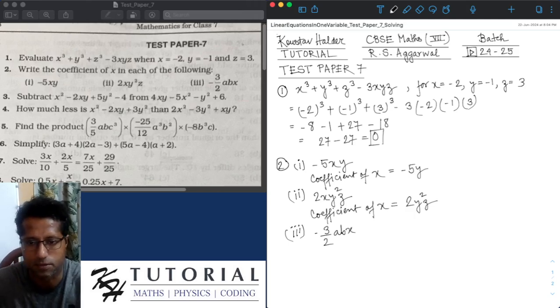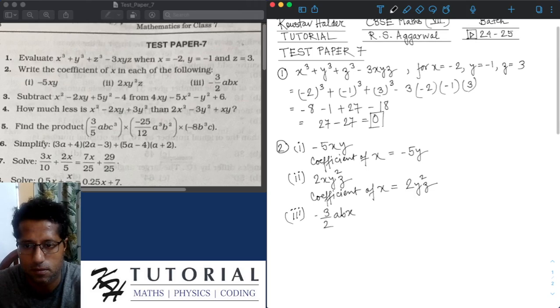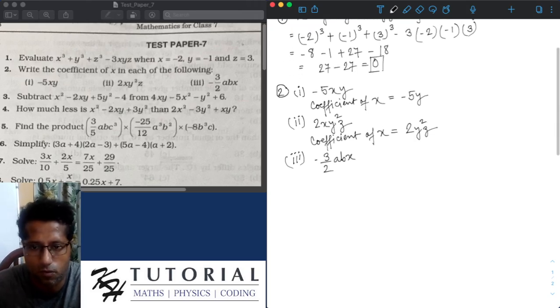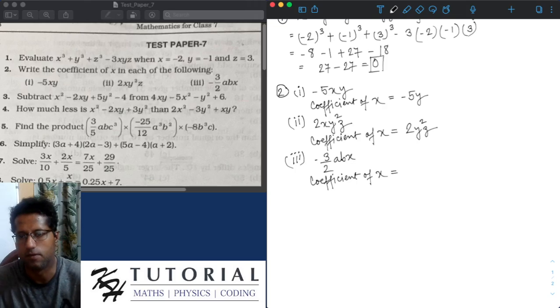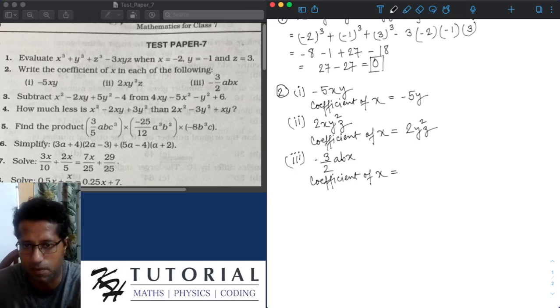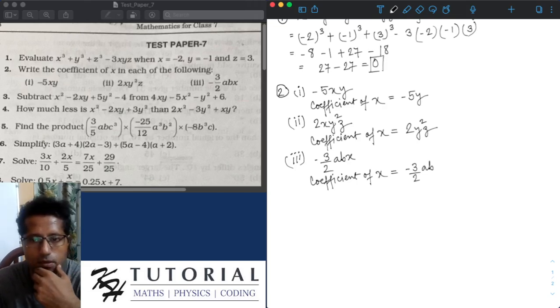So for this, the coefficient of x will be everything in the term excluding the x part, that is the factor x, that is minus 3 by 2 ab. Okay, that is question number 2. Now let's do question number 3.